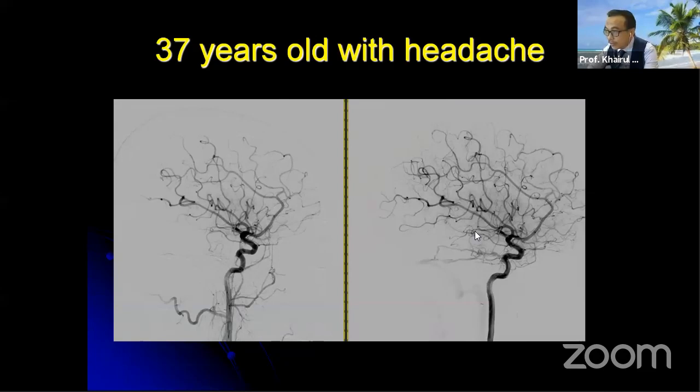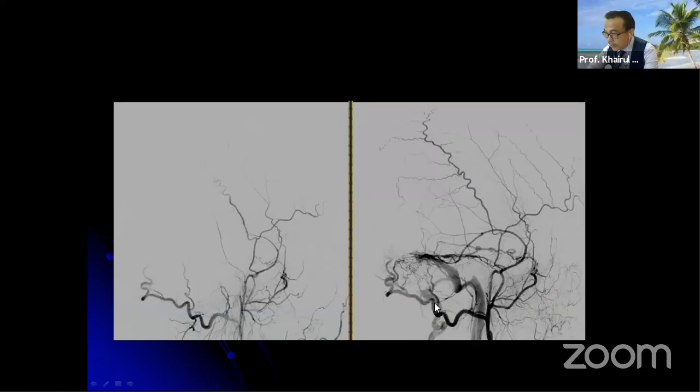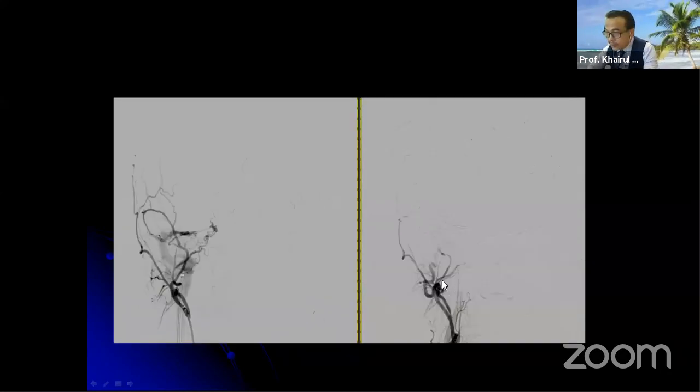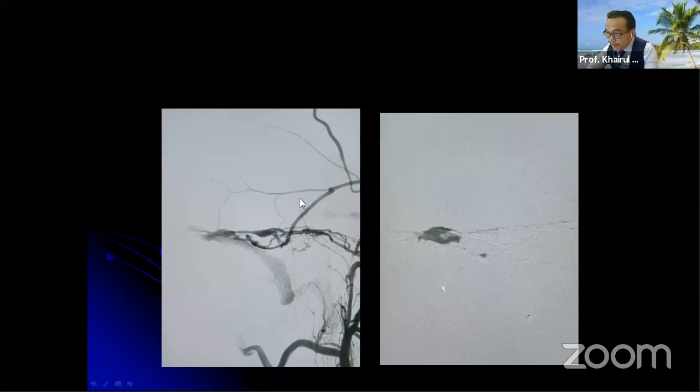Okay, this is the latest case that I have done. This 37-year-old presented with headache. They have a tentorial branch. You can see this, like Dr. Kitipong said, is a dural branch. They have dural and tentorial branches. Again, we go for the tentorial. And as you can see here, there is direct communication between this fistula and the sinus.